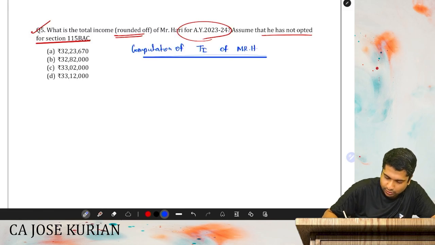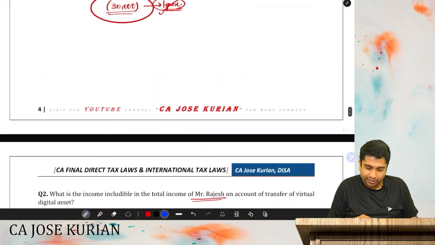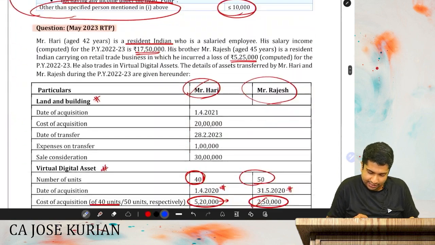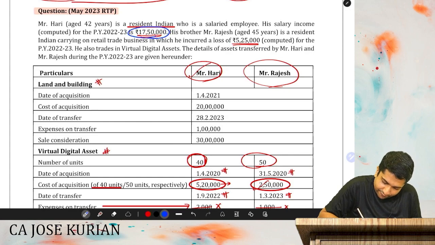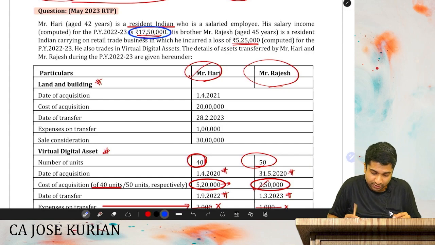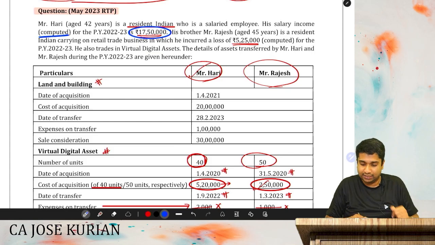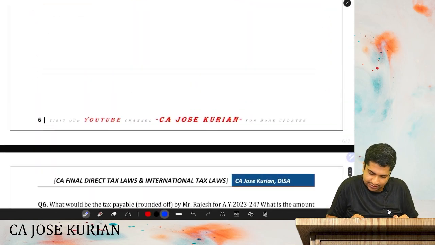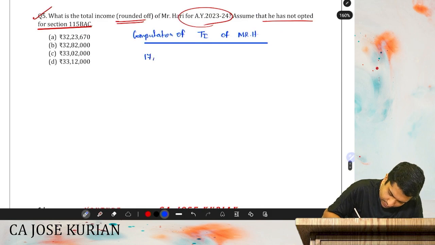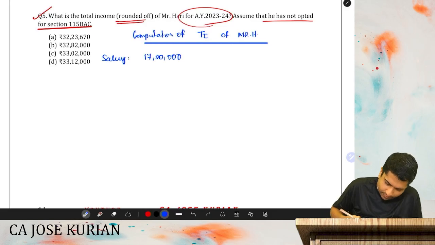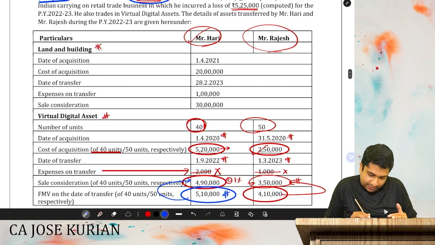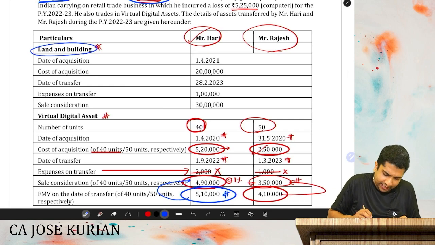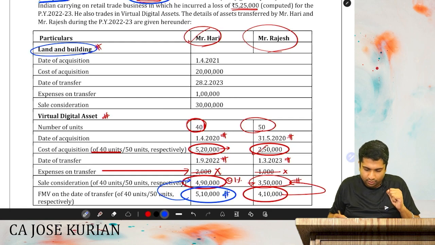All right, so let's take all the relevant information in relation to Mr. Hari. Hari has an income from salary, that is 17 lakh 50,000, which is computed. That means it is after all the deductions. So the first income he has is 17 lakh 50,000, that is income from the head salary. Then what else does he have? Apart from that, he has land and building and he sold that particular land and building.